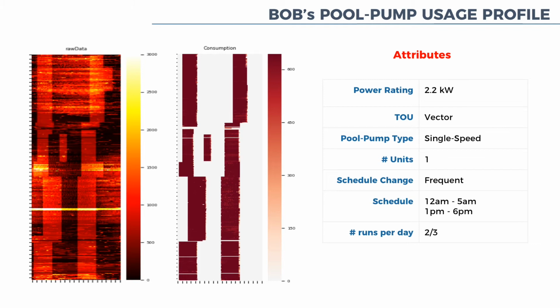The second one is you can target this user for shifting his load, because a pool pump is an appliance which does not necessarily need to run at a specific time. It can be run any time of the day. So if this is a peak time, like 1 p.m. to 6 p.m., you just message that person saying, can you shift your load to between 10 a.m. and 2 p.m.? This will regularize the demand for the utility, and at the same time it doesn't make any impact to the customer, so he'll be very happy about it.